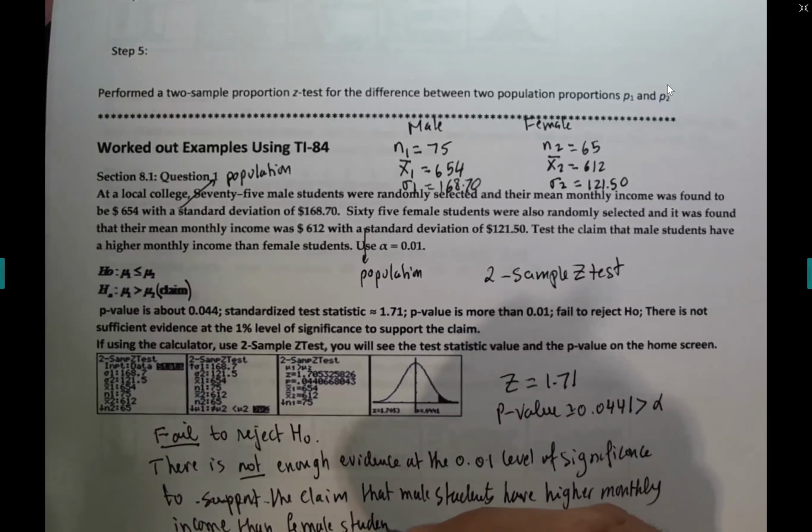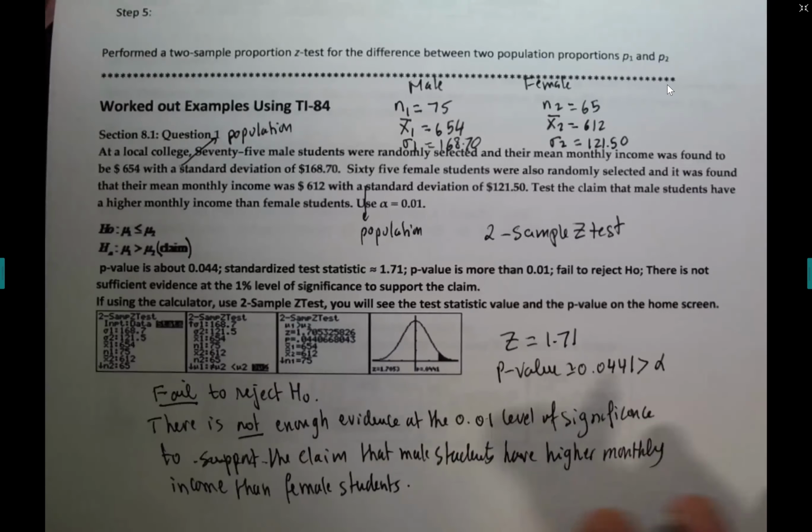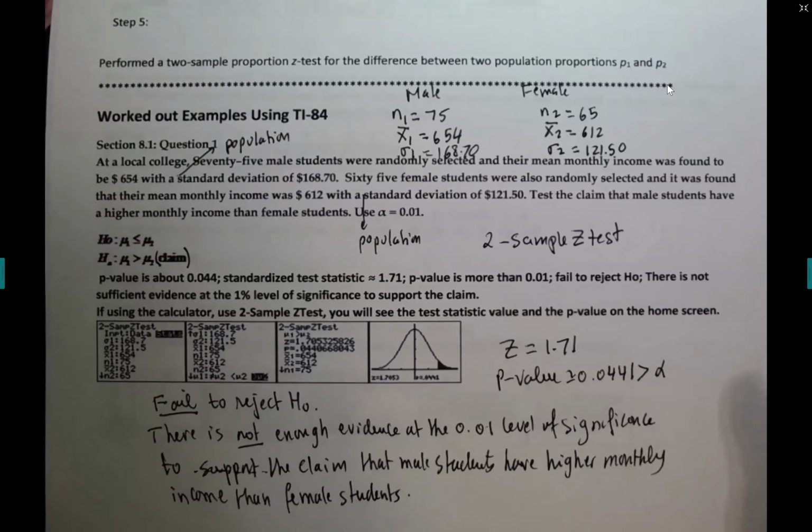We're not saying that we are supporting the claim. We're saying that we cannot support the claim that male students make more than female. Although the sample reveals a sample mean of 654, but for the women, it's 612. Standard deviation makes a big difference. The male have a larger standard deviation than the female. So that could be the reason why we could not support that.